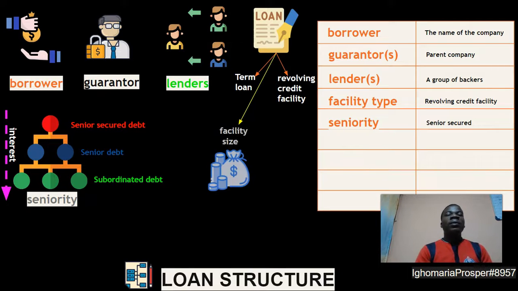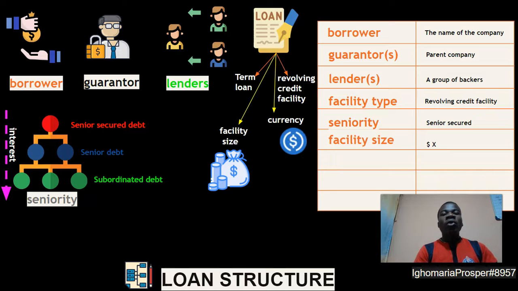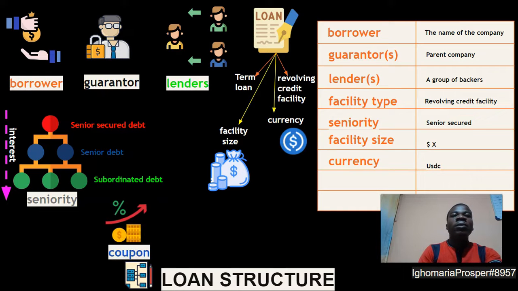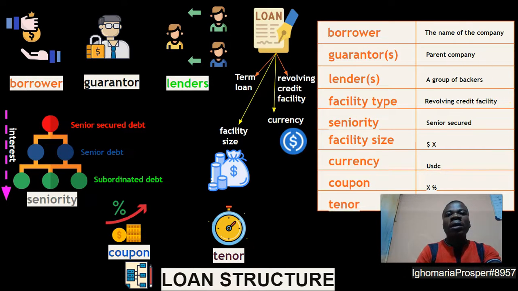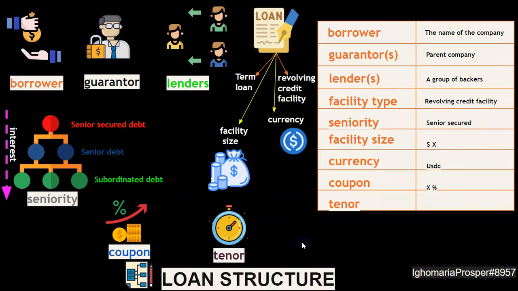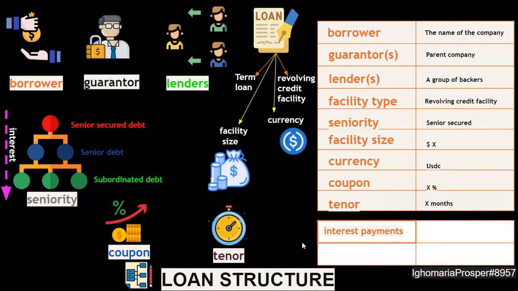And then the next thing, facility size. How much are we giving out here? Then currency: in what currency is this loan being denominated? Usually it's USDC according to Goldfinch. Coupon is the interest rate, which is usually determined, say X%. What is the tenor or period like? And then we have interest payments. Are we paying the interest upfront or are we paying it every month? Talk about stuff like that.